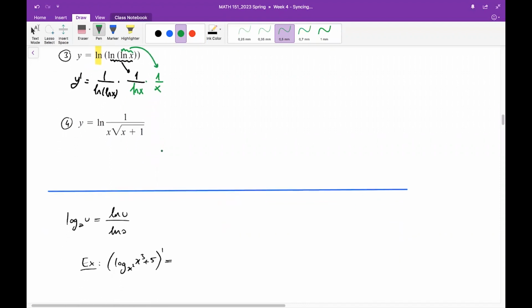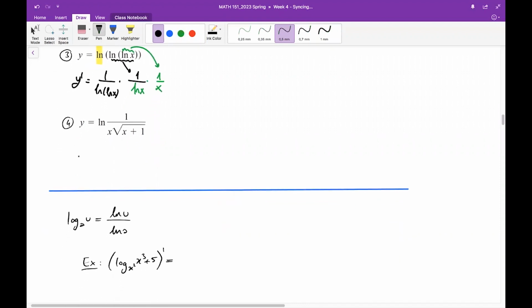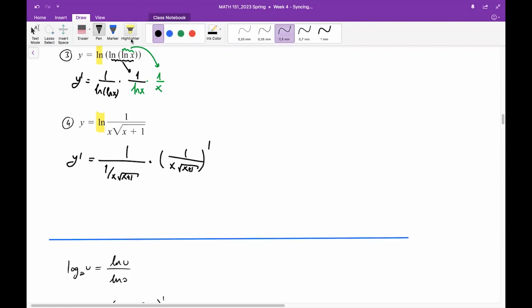Okay, next one. Here y prime is given as, again, the most outer function is ln, and its derivative goes like 1 over whatever you see inside of ln function, like that, and then I need to multiply with the derivative of the insider function, right? Which is this one. So I need to multiply with the derivative of this expression. Okay, let's try to handle this derivative.